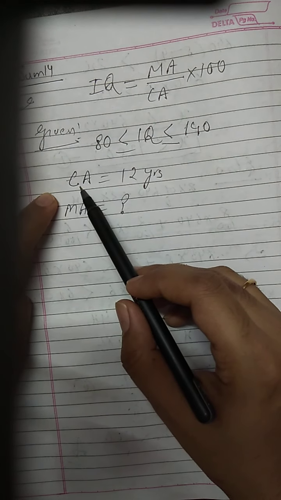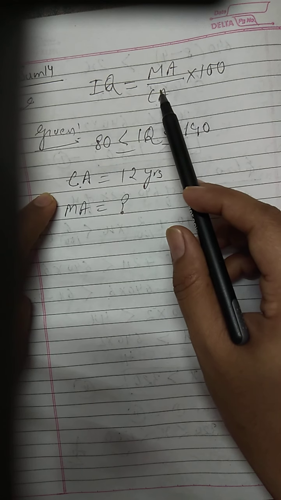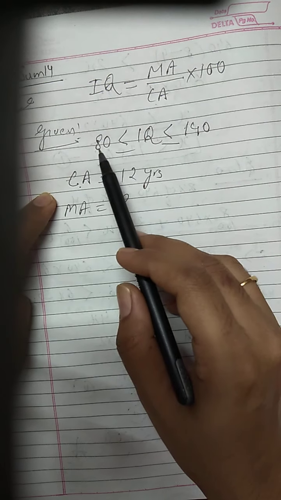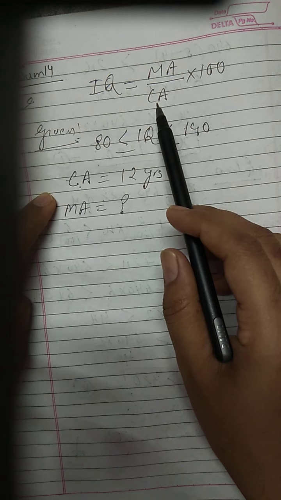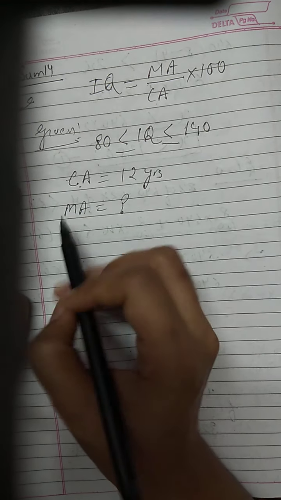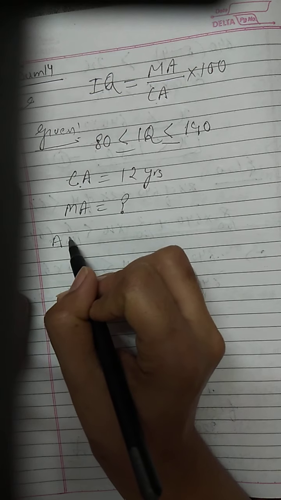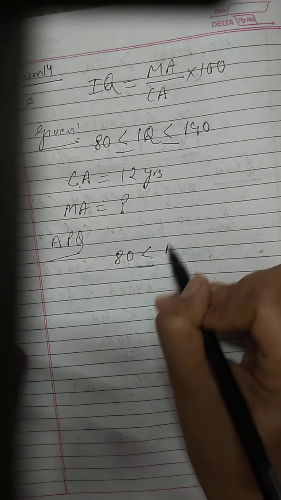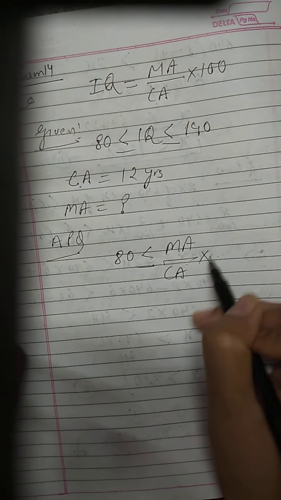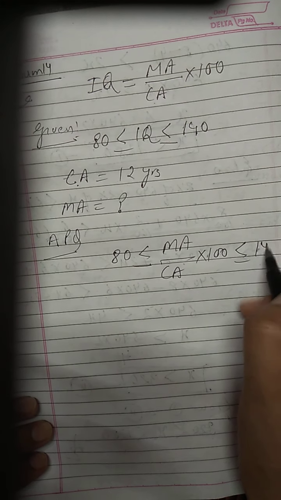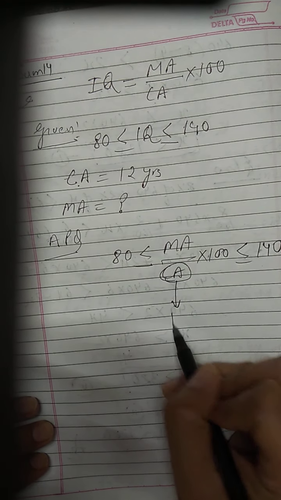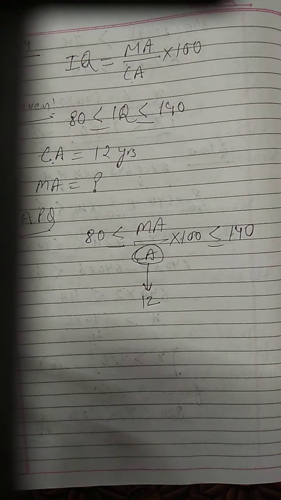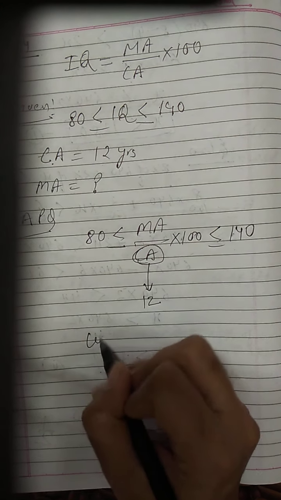That means this CA is given. So CA value, if I put here, and I keep the formula of IQ here, where IQ is lying between 80 and 140. So CA, if I substitute 12, MA you people can easily do. So as per the question, we will get 80 less than or equal to MA divided by CA into 100 less than or equal to 140. Here you will just put the value 12, and when you solve this inequality you get the range for the mental age. So this sum you people can complete.